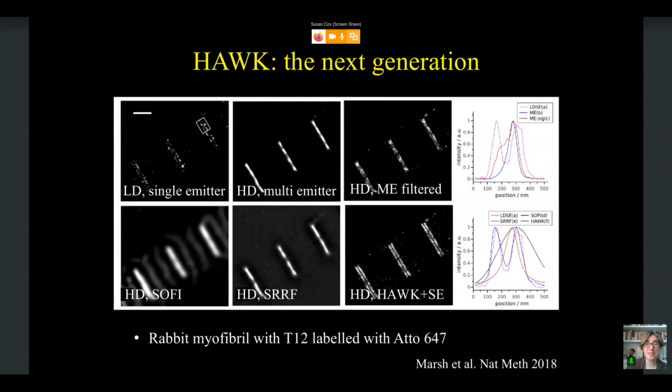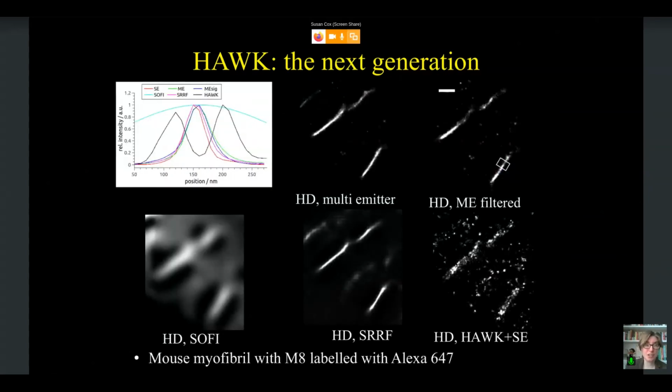So this seems really useful. It does seem like it's going to, when we have high density, give us a more reliable output structure. Does it work at even smaller resolutions? So we then looked at M8, which is more like 90 nanometer separation. And yeah, we see the same effect. When we use Hawk, we're able to get back that separation.